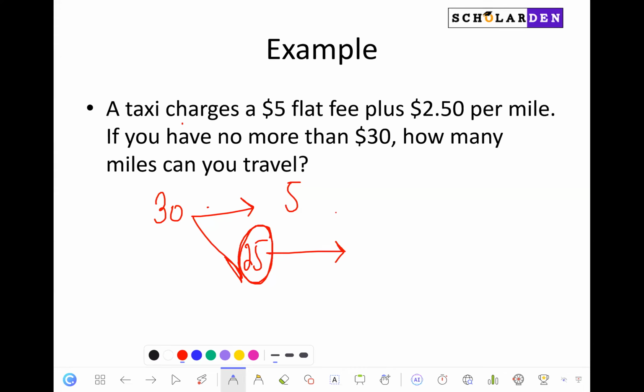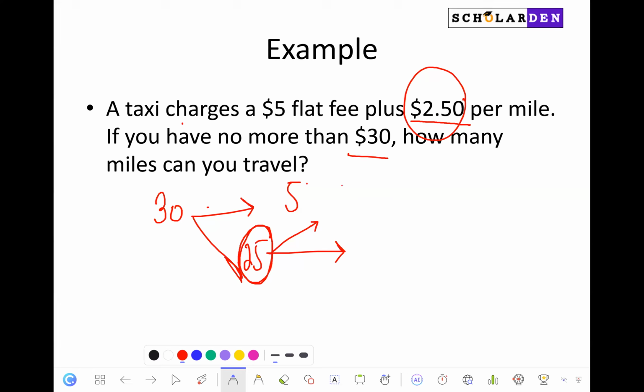So $25. And what is the cost per mile over here? That is $2.50. So we've got $25 in total, and we have the per mile cost as $2.50, and we want to find out how many miles you can travel if you have no more than 30.